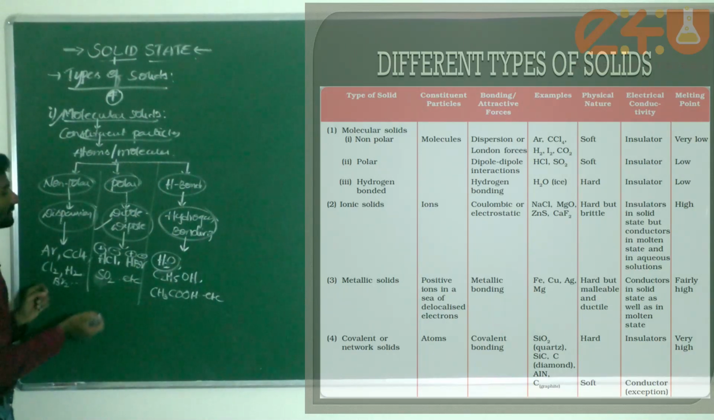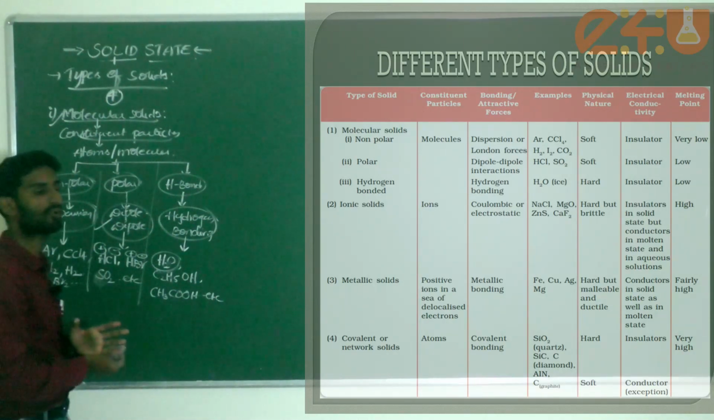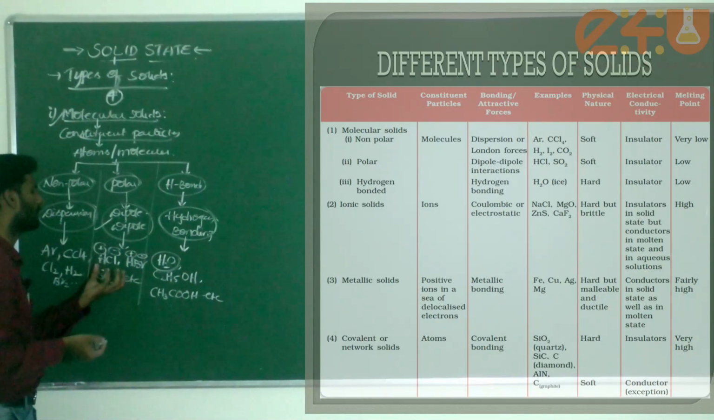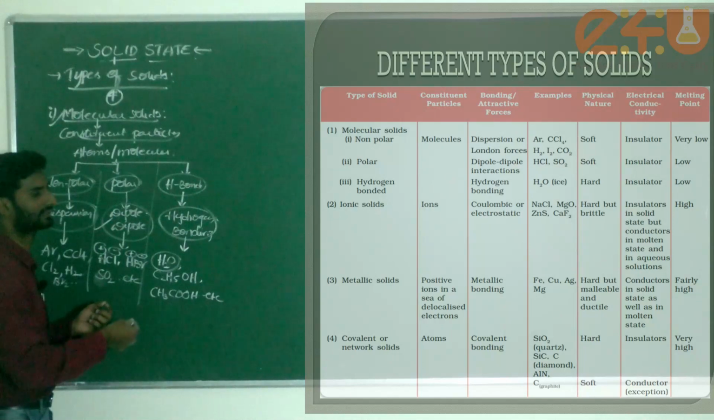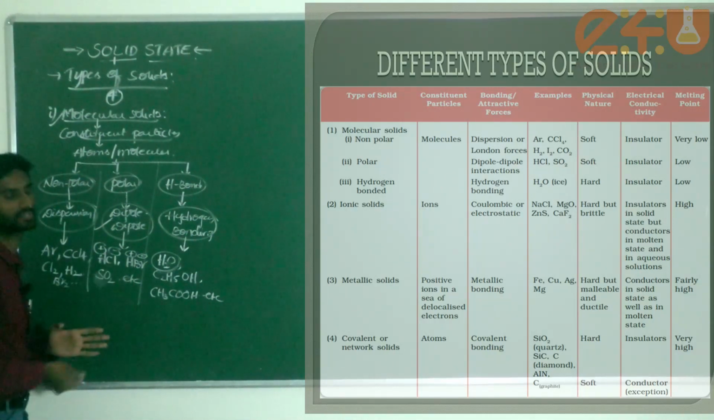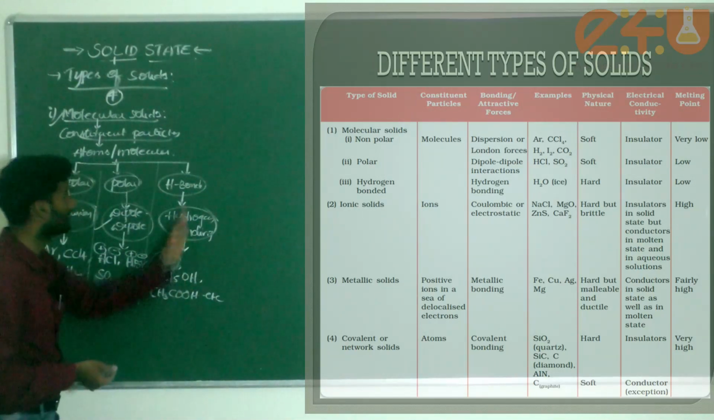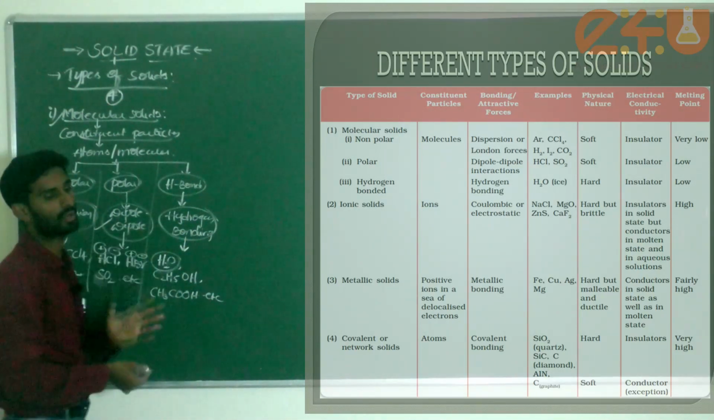If you pass an electric current, it will not form any type of ions. But a few molecules such as HCl and HBr will conduct, though it is not considerable. Am I correct or not? Next one, melting point. If you check, the melting points and boiling points of these compounds are very low.